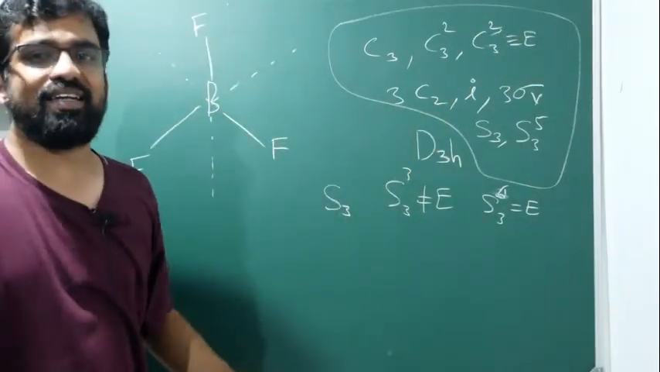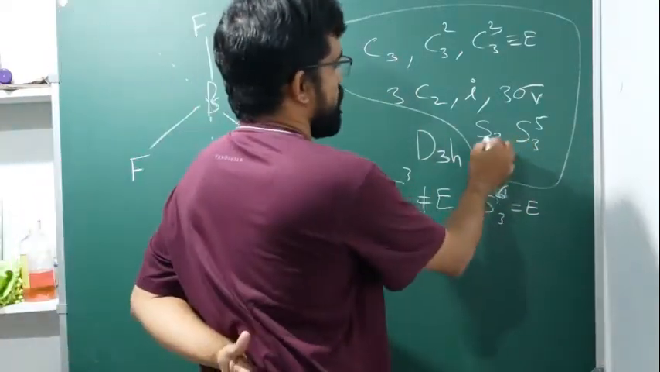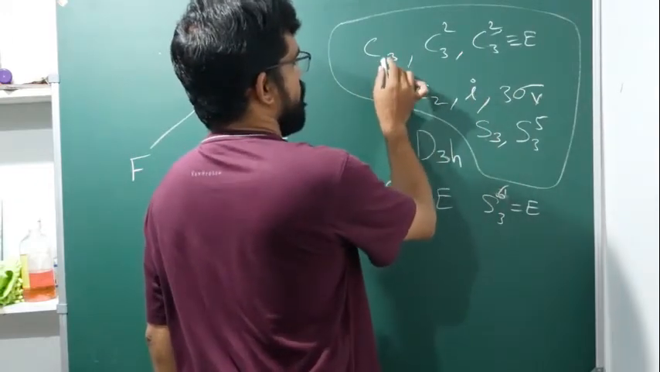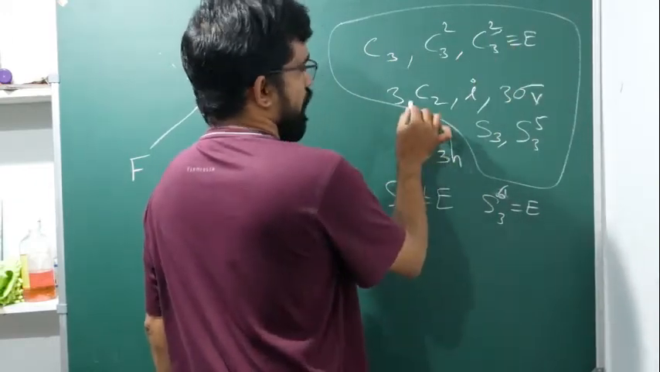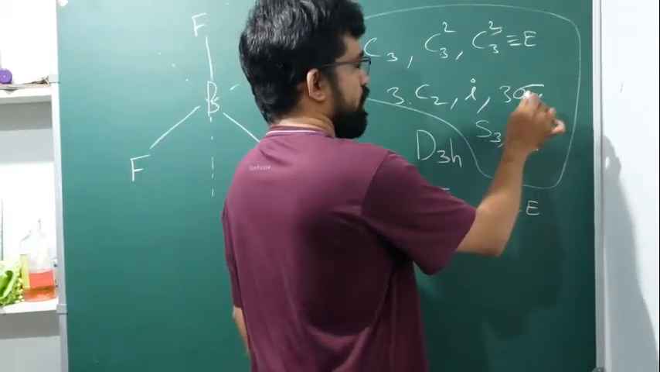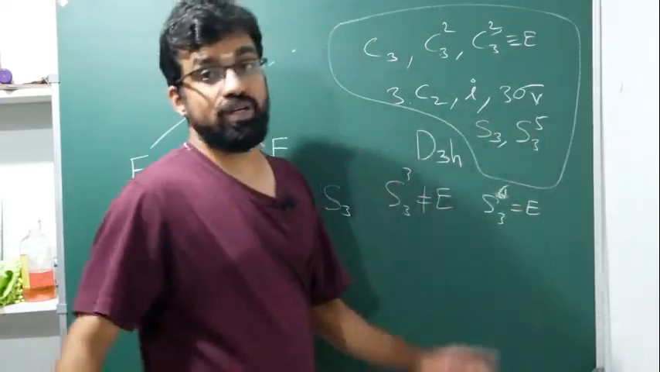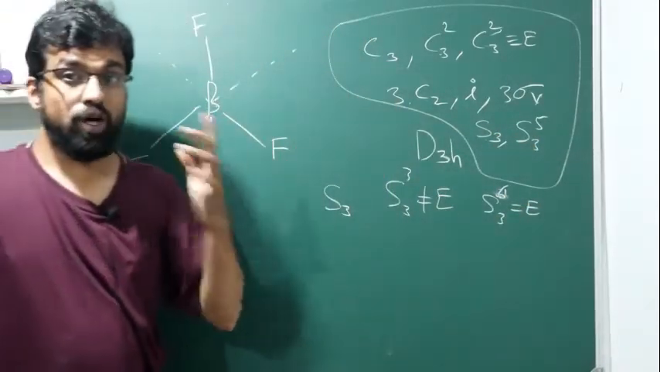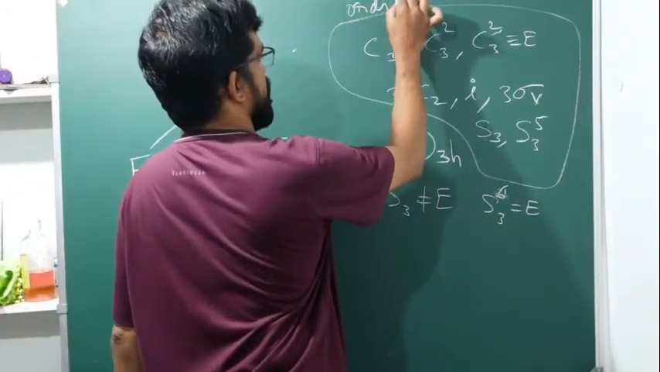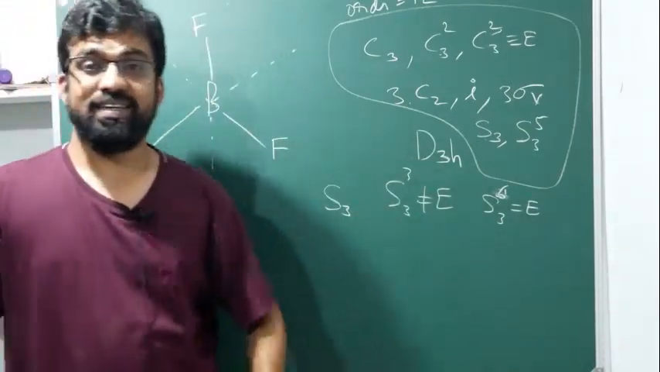That is why C2 squared is E. Neglecting all repetition, that is your order: 1 2 3 4 5 6 7 8 9 10 11 12. So the order is 12.